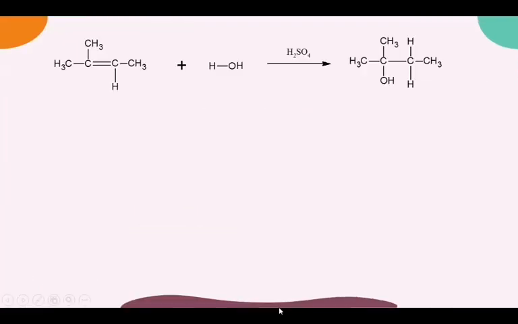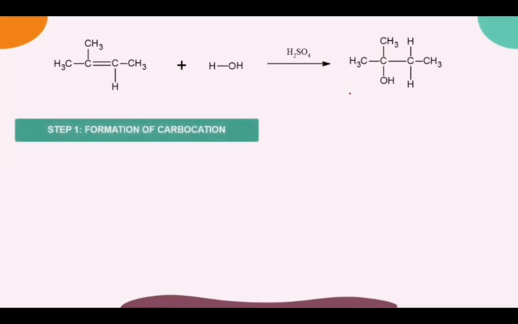Alright, so let's look at this example. I use this alkene, 2-methyl-2-butene, reacting with acidified water. This is the reagent of hydration reaction of alkene. So we will get an alcohol. So let's look at the first step in this mechanism, named formation of carbocation ion.